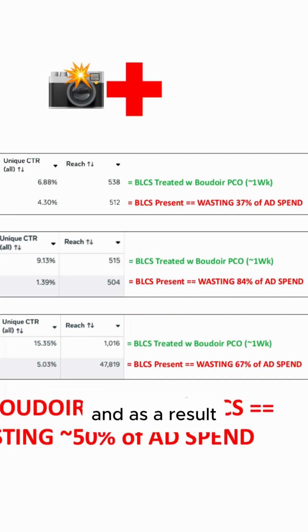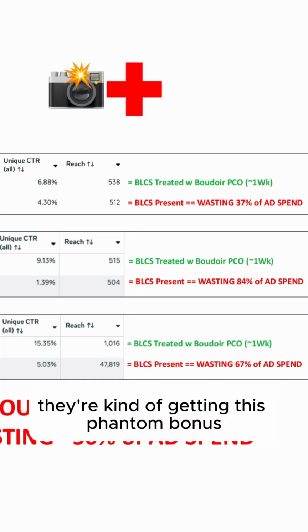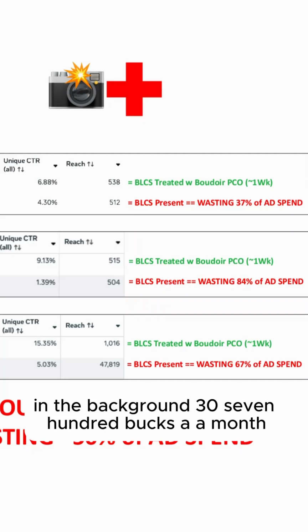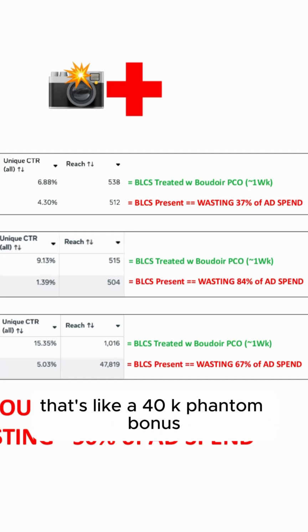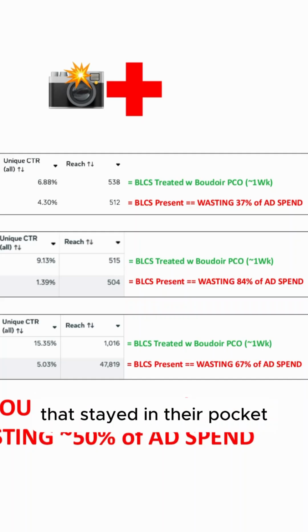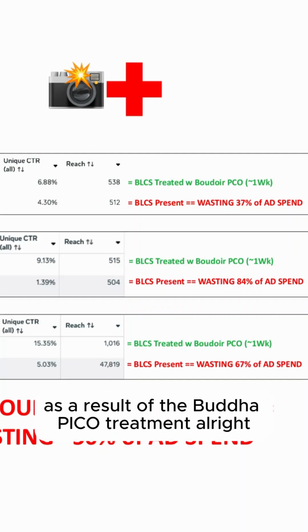And as a result, as long as they keep advertising, they're getting this phantom bonus in the background, $3,700 a month every single month. At the end of the year, that's like a 40K phantom bonus that stayed in their pocket, that they didn't have to spend out of pocket as a result of the Boudoir Pico treatment.